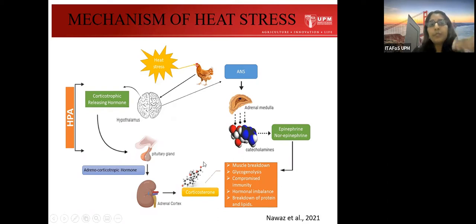Corticosteroid is the term we use in chicken or even in rats, but for human beings or mammals we use the term cortisol, which means my cortisol level is much higher because I'm presenting, compared to the participants. Long-term secretion of cortisol due to chronic heat stress may lead to many deteriorating consequences such as muscle breakdown, reduced immunity, hormonal imbalance, and breakdown of proteins and lipids, which is related to growth performance.